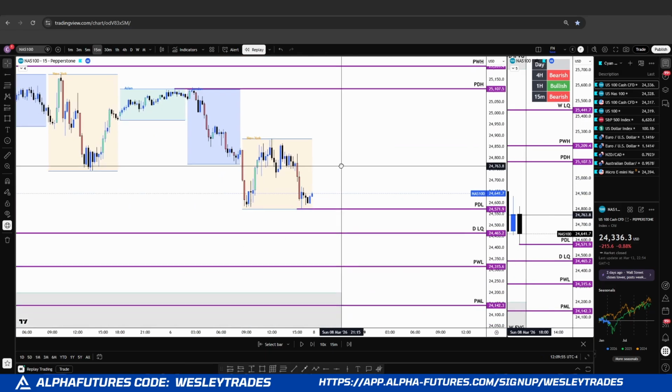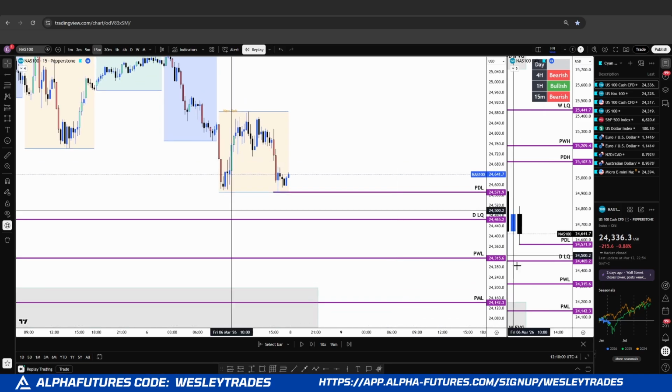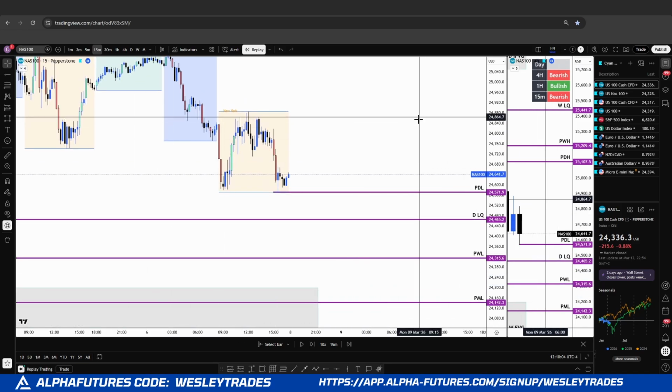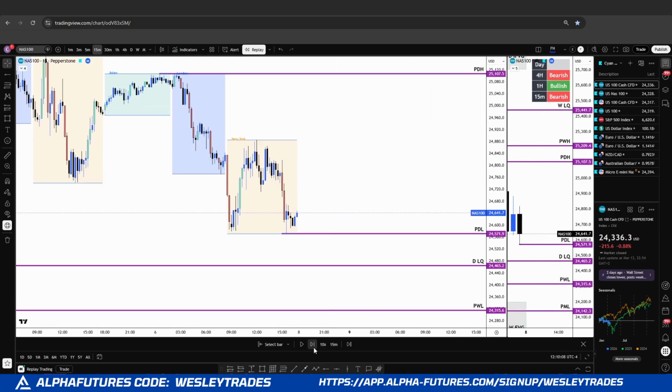This was Friday's New York session. All right, cool. Previous day low, previous day high. There's a daily liquidity level here, and there's the previous week low here as well. All right, cool. So let's get started. So this is going to be Monday, right? So I'm going to start moving it on the 15-minute time frame.